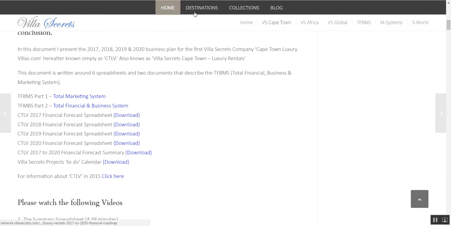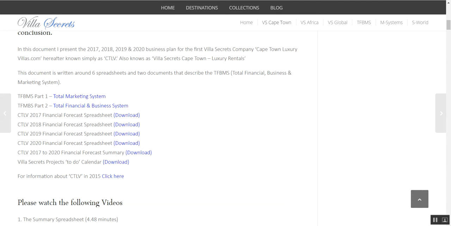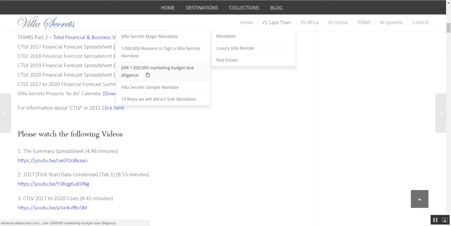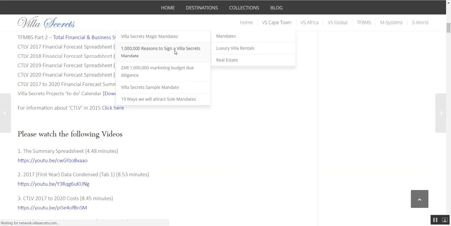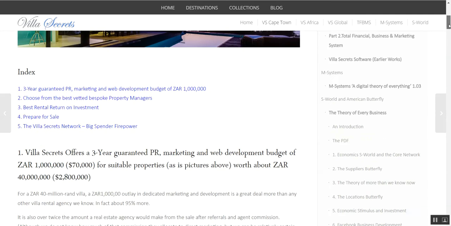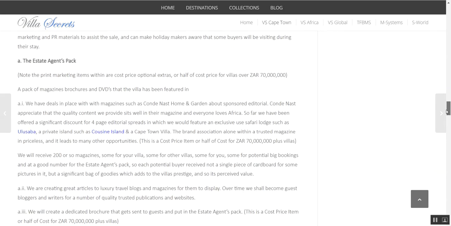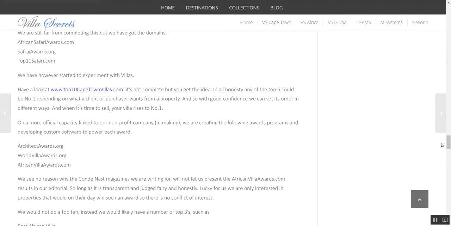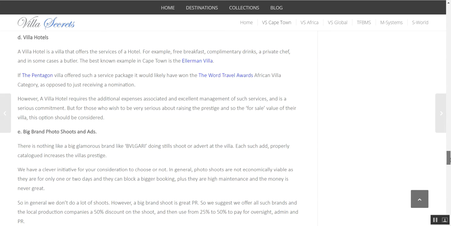And just on that point, let's have a quick look at mandates marketing. Oh, where is it? It's not here. A thousand reasons to sign a mandate. I think it might be there. A million reasons, rather. Prepare for sale. Loads of stuff going on. Estate agents pack, magazines in it. All sorts of stuff. Read this. Awards, websites, architectsawards.org, villaawards.org, africanvillaawards.com. Articles that we're going to do, villa hotels, brand photo shoots.